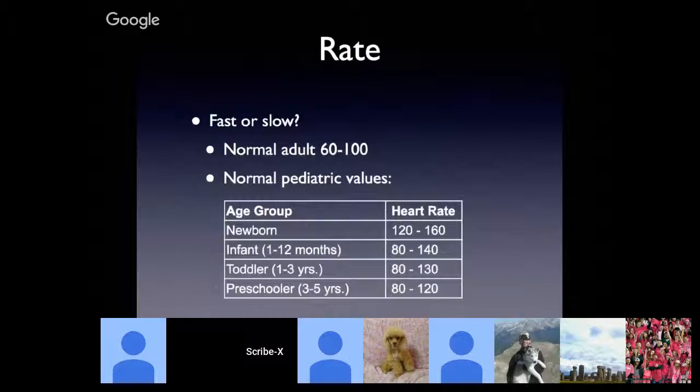So rate. My question when someone comes to me with an EKG in the ER is, is the rate fast or slow? If it's normal, then great. There could be other findings and I can move on. But if it's fast, that's interesting to me. If it's slow, that's interesting to me. And of course, kids have different values than adults because adults are just big kids. But in a newborn, you'll have a much higher rate than, for instance, a preschooler. You don't need to know those numbers.